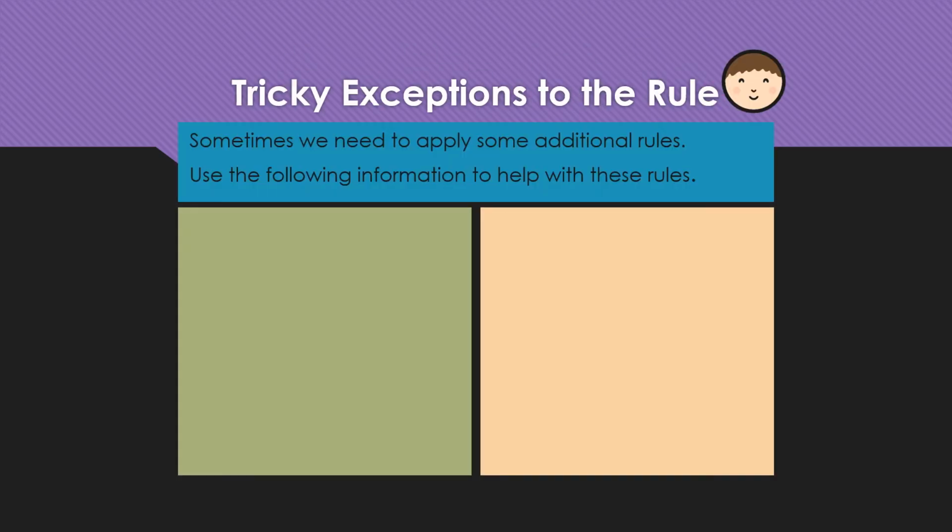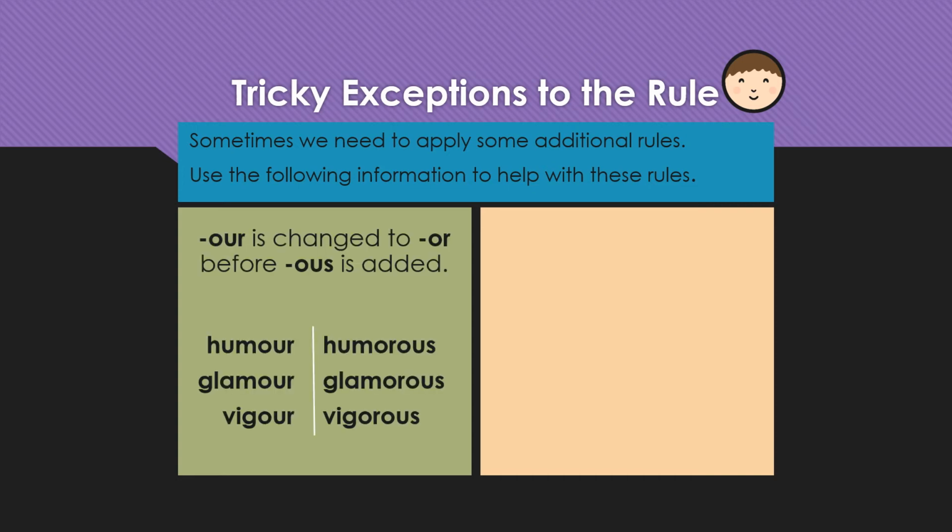Tricky exceptions to the rule. Sometimes we need to apply some additional rules. Use the following information to help with these rules. OUR is changed to OR before OUS is added. So humour would become humorous, glamour would become glamorous, and vigour would become vigorous. To recap, OUR is changed to OR before adding the OUS suffix.